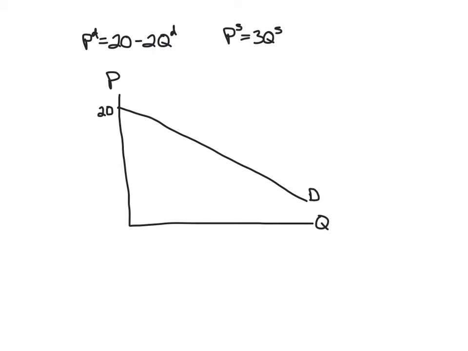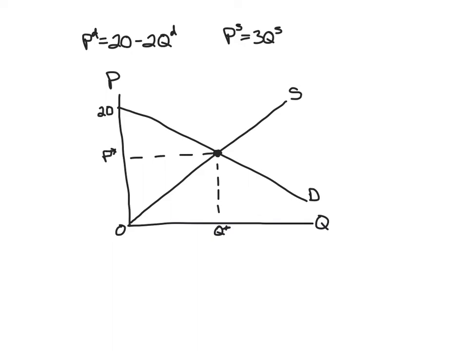There's our demand curve. For the supply curve, we have an intercept of 0, so that's where we start our curve. And we have a positive slope, right? The supply curve is always upward sloping. In this case, the slope is 3. So there's our supply curve. And we know that the equilibrium will be at the intersection of supply and demand, Q star, P star.